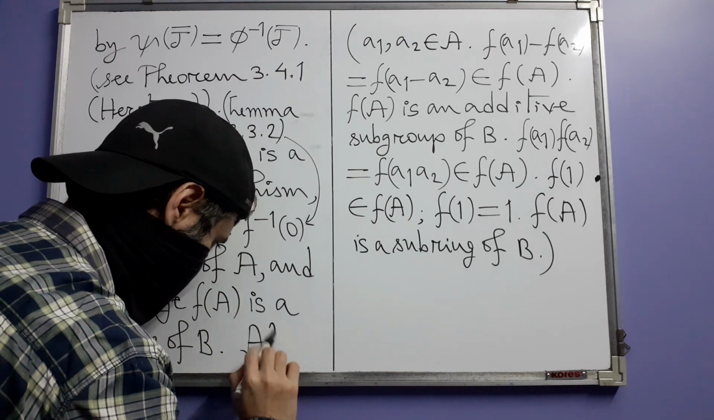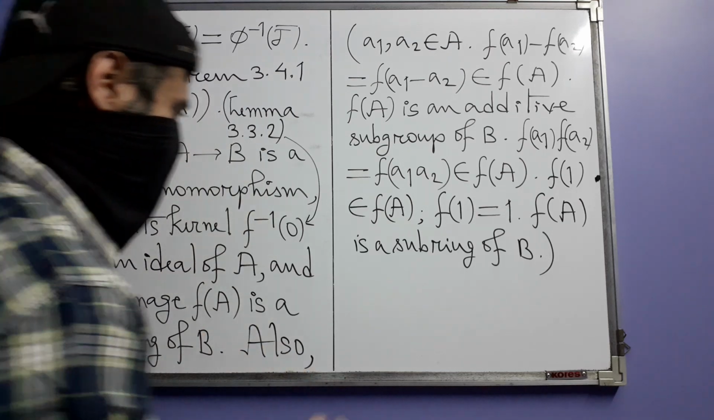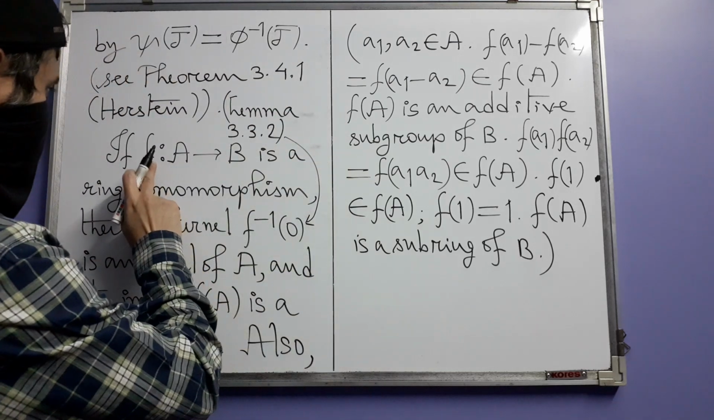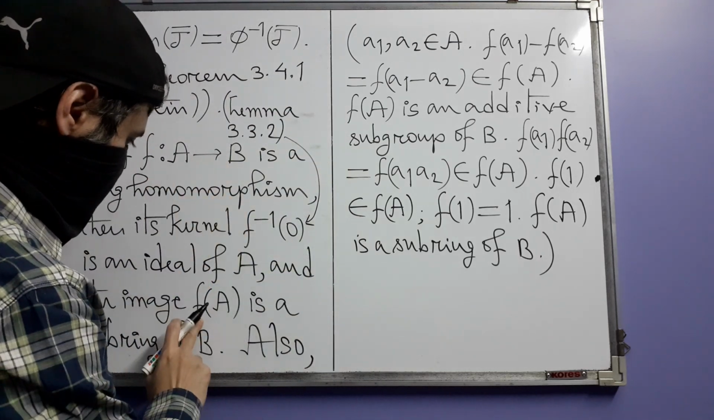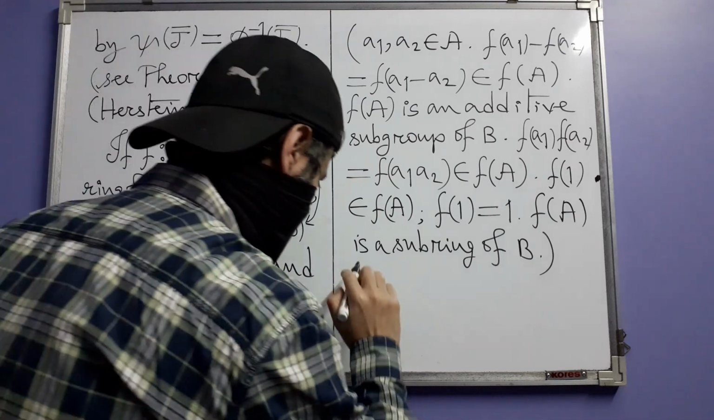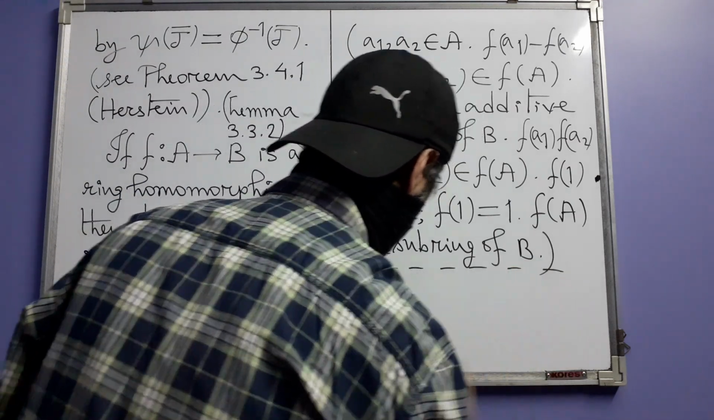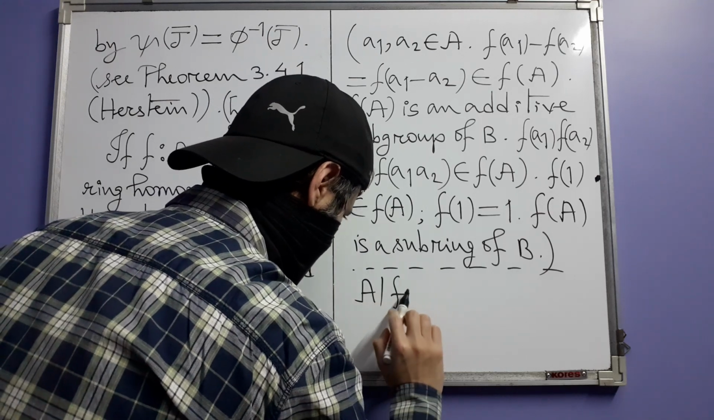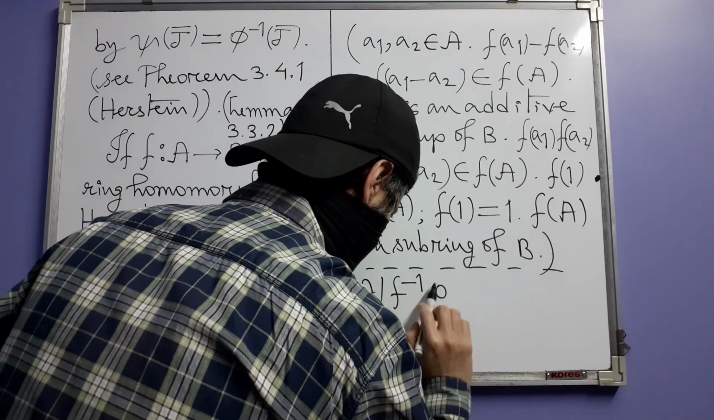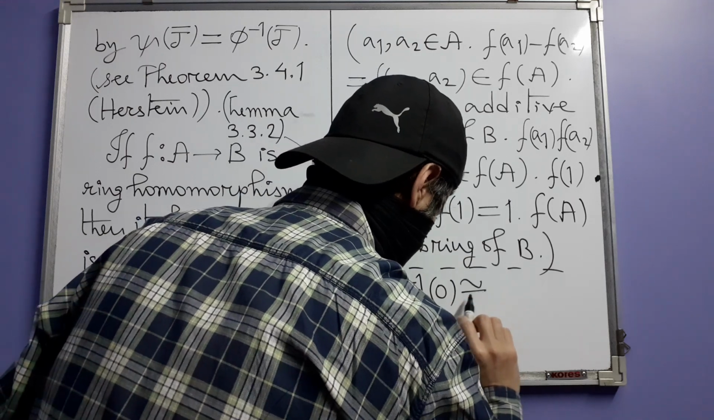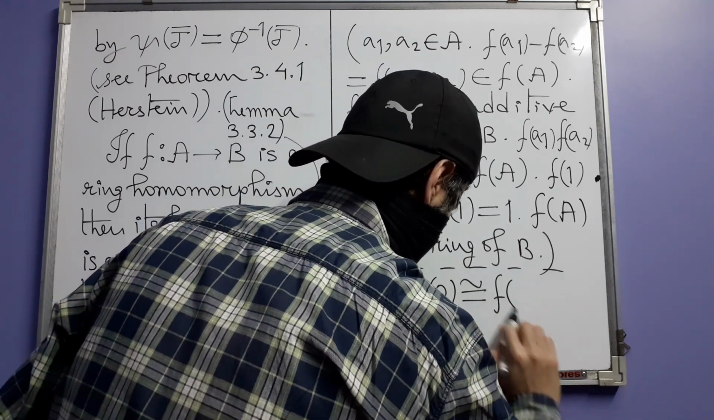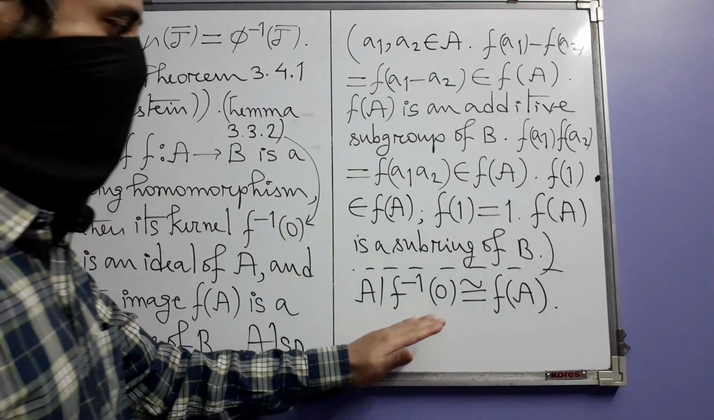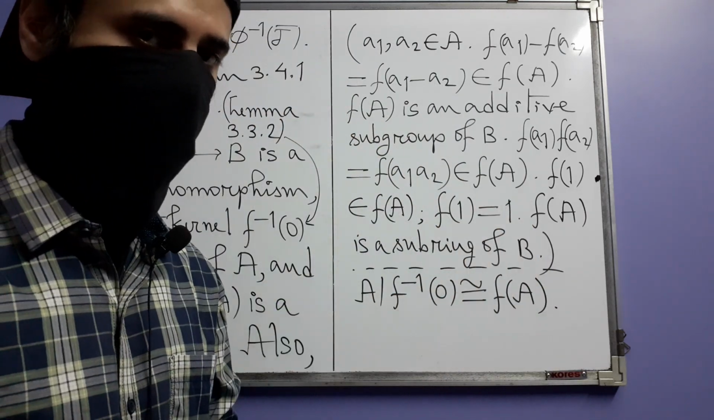Also, the mapping is from A to B, and this is the image and the kernel is this. Also, you have this fact. So this comes from your first isomorphism theorem of rings.